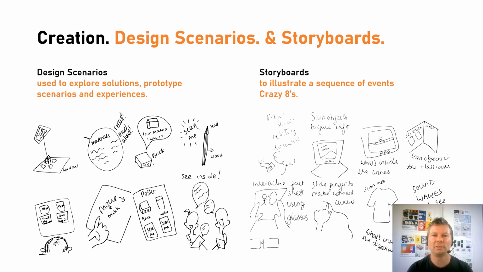Certain techniques such as the Crazy Eights, which was introduced by Jake Knapp at Google Ventures as part of a design sprint. They asked participants to fold an A4 sheet of paper until you have 8 rectangles. This exercise requires participants to draw 8 ideas in 8 minutes.